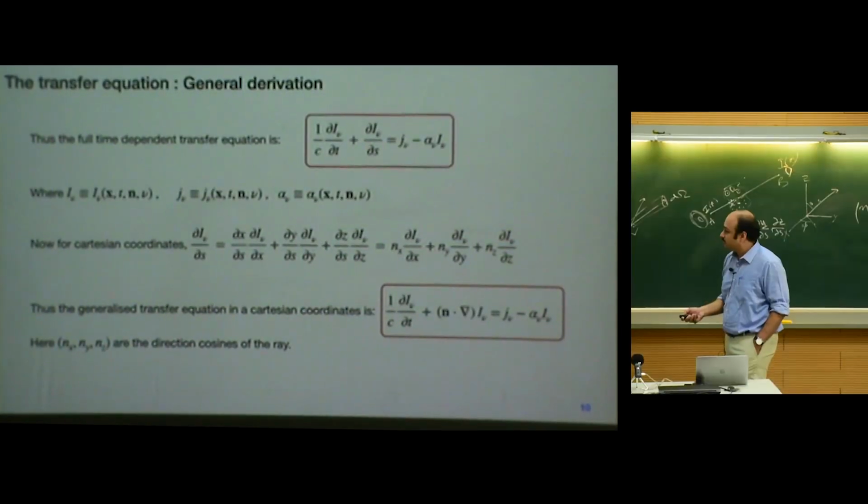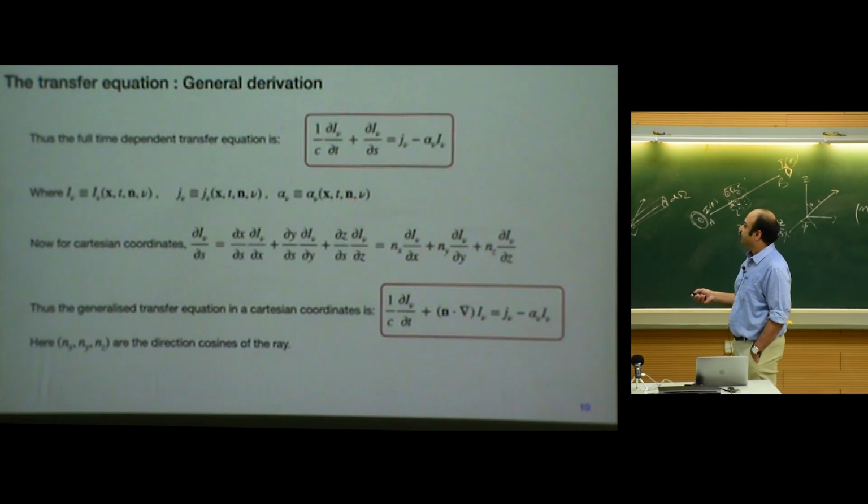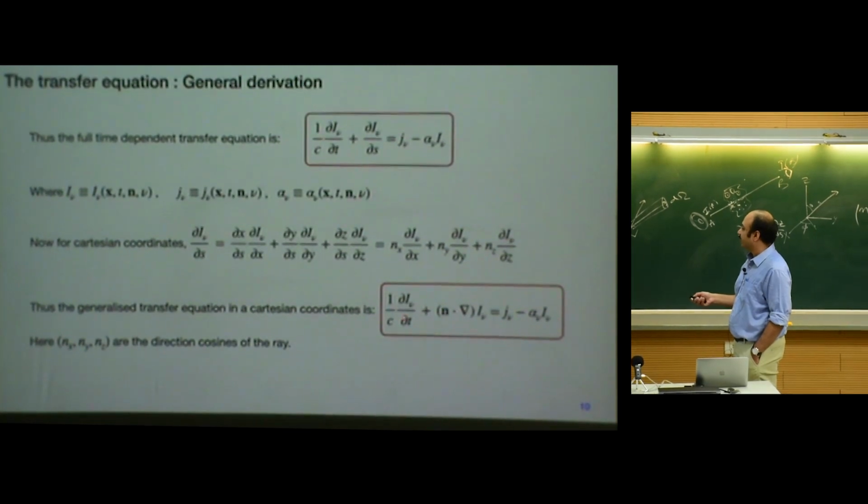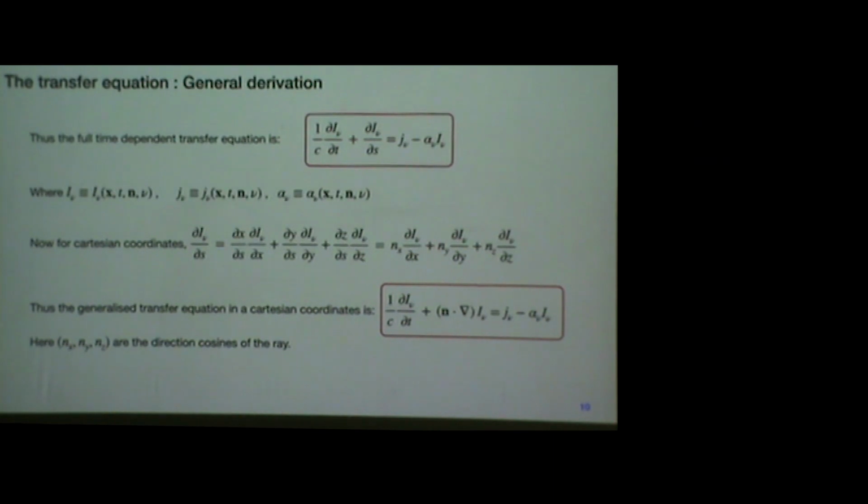So after a few adjustments, you can turn this derivative into something like this. The direction cosine times the gradient along this particular direction times I nu is j nu minus alpha I nu. This is the fundamental equation for time-dependent radiative transfer. And once you go to radiation hydrodynamics, you have to solve for the fluid dynamics equations along with radiation as a fluid on top of it. And that is why this is given in the book on radiation hydrodynamics by Mihalas and Mihalas.